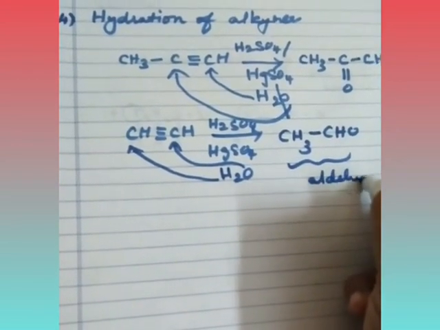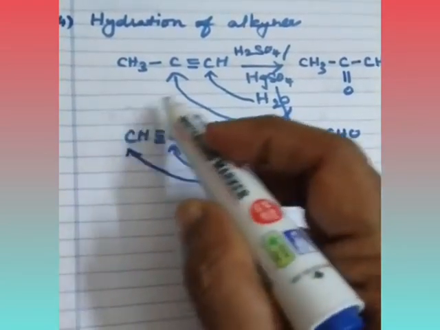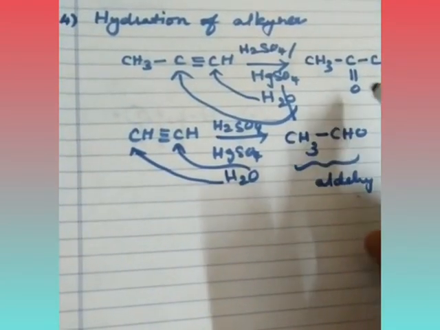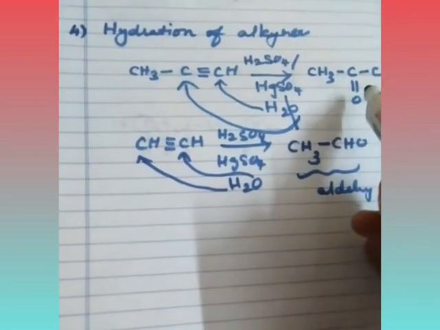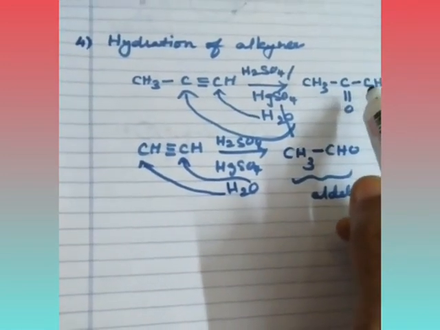So when we have a lower hydrocarbon, we are getting aldehyde. When it is going up, you are getting the ketones.